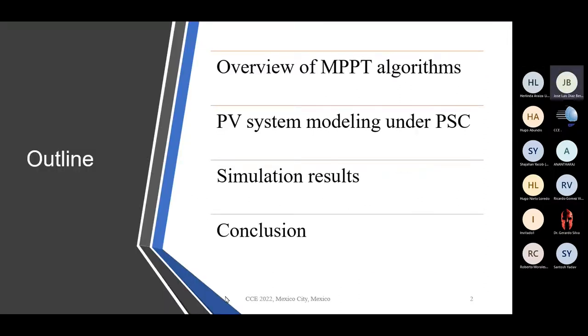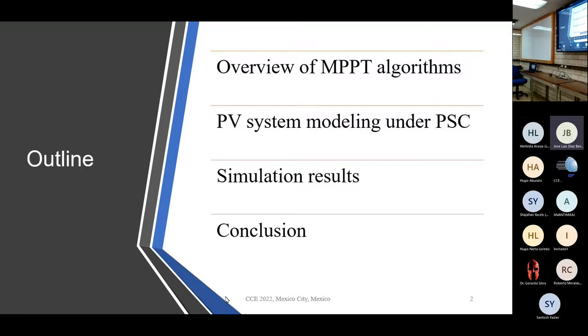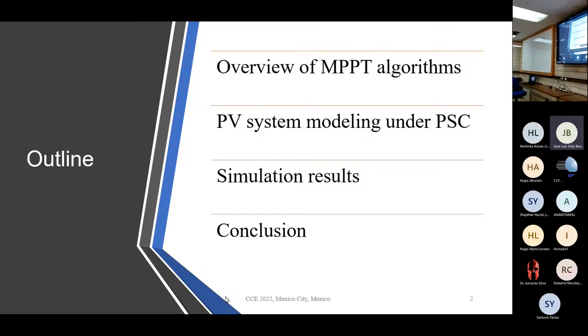This presentation is structured as follows. First, I'm going to introduce fundamental maximum power point algorithms. Then I'm going to talk about our main concern, photovoltaic systems under shading conditions, and their modeling. In the results section, I'm going to show the behavior of PV modules under shading conditions through their static current, voltage, and power curves. Then I'm going to show the behavior in time of the incremental conductance and the adaptive incremental conductance algorithms for global maximum power point tracking. Finally, I'd like to address some conclusions of this work.